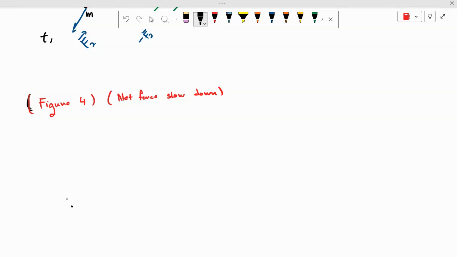If at time 1 you have mass m and you have this force F1, and F1 is smaller in magnitude than F2, then the net force will be more towards the opposite direction.